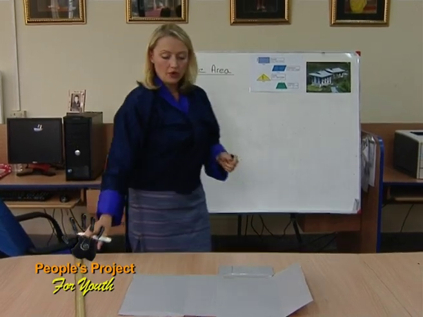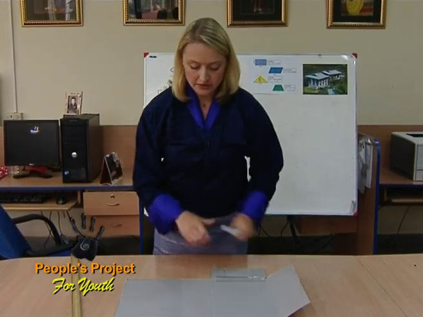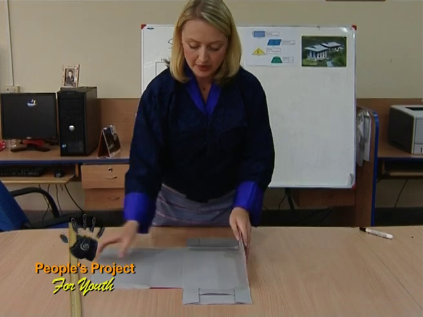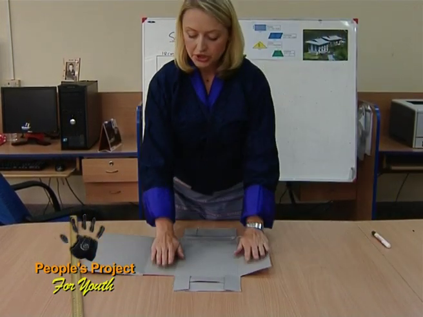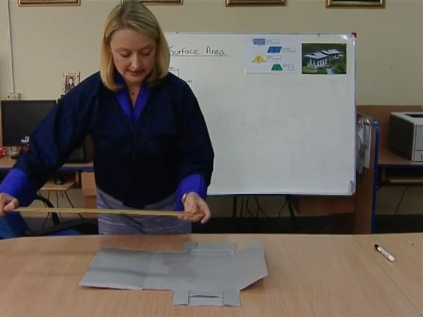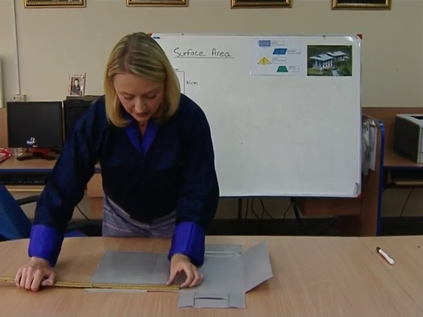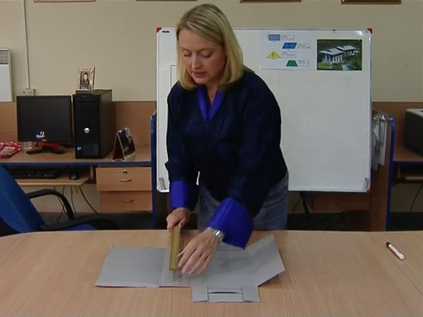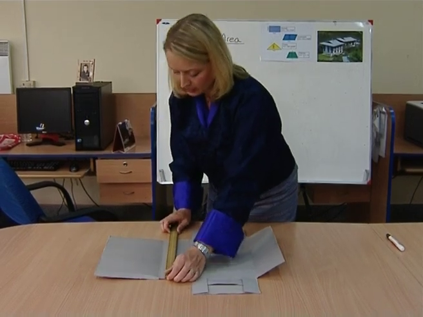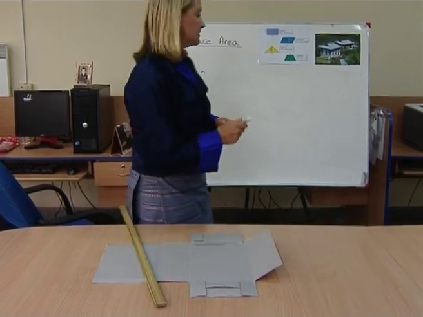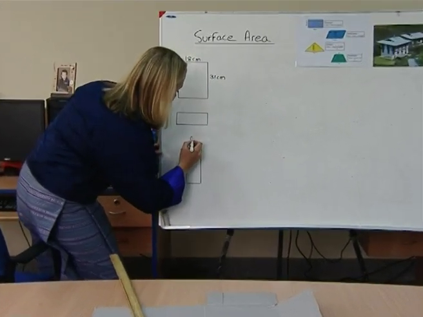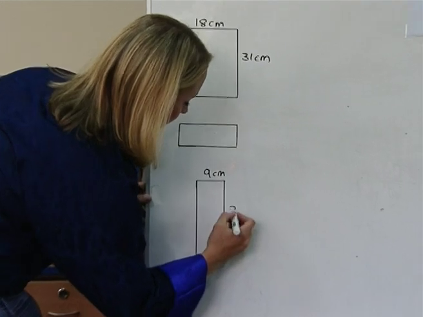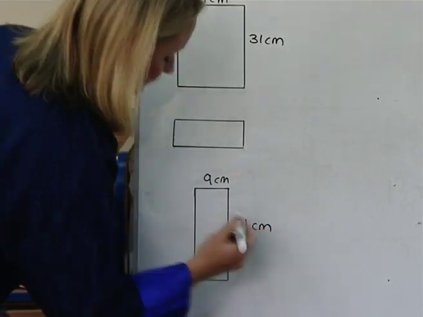And for the next face we're going to look at is this face here, the long thin one that makes up the sides of our box. So we've got 2 of those faces. Let's measure this. 9 centimetres, and it should be the same length as the other one, 31 centimetres. So this is the long face. We've got 9 centimetres and again 31 centimetres.